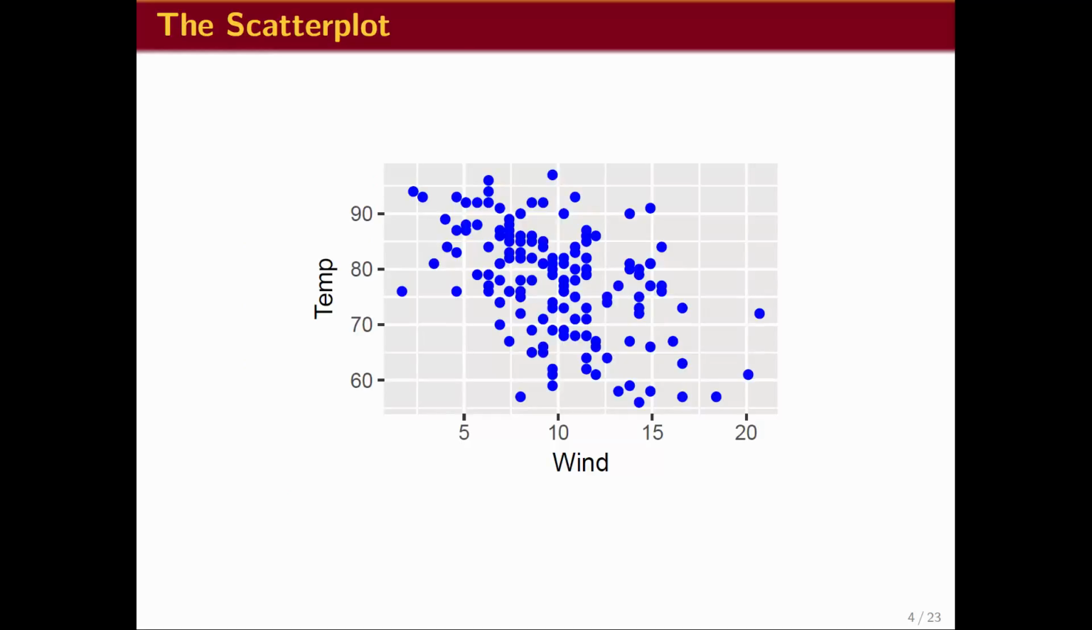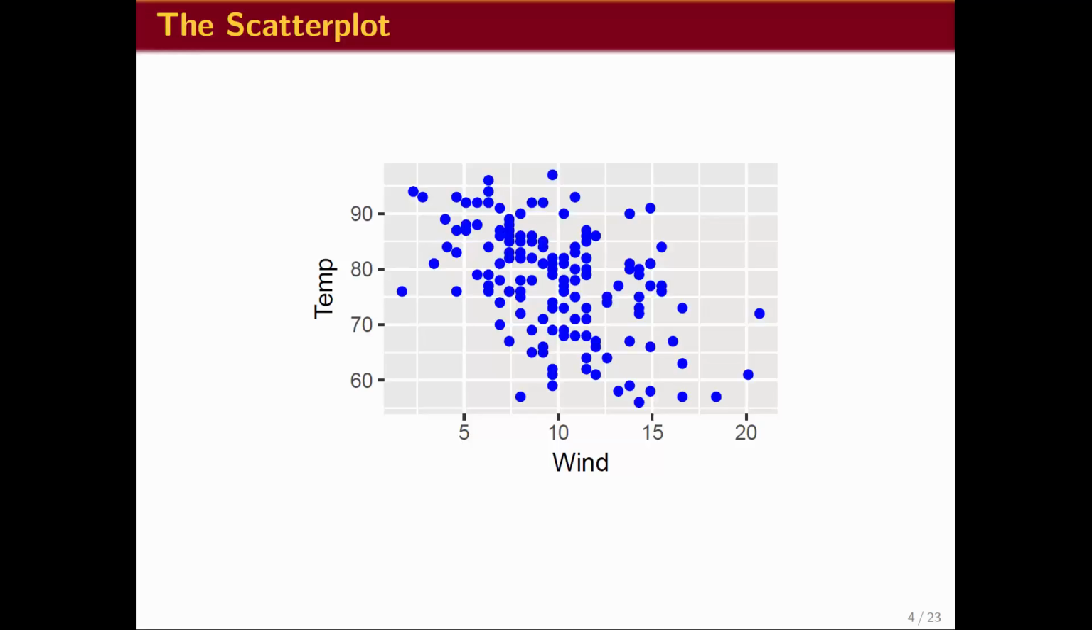This is a scatter plot of temperature versus wind speed. How do we produce a scatter plot? We take temperature and wind speed, and for each observation, the wind value is plotted on the x-axis and the temperature is plotted on the y-axis, so that produces a scatter plot like this.